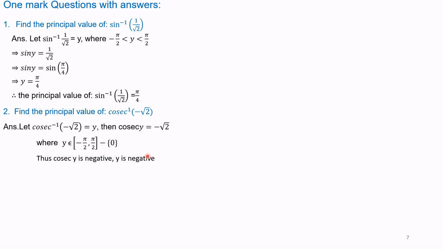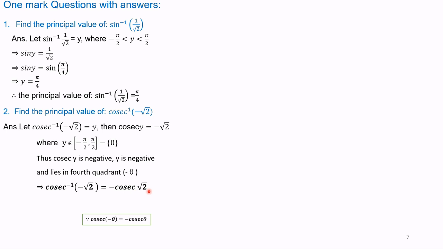and y is also negative, and lies in the domain of minus theta. So you see, it is cosecant inverse of minus theta. Therefore, cosecant inverse of minus root 2 is equal to minus cosecant inverse of root 2. This is the basic relation: cosecant inverse of minus theta is minus of cosecant inverse of theta. This is the relationship given.